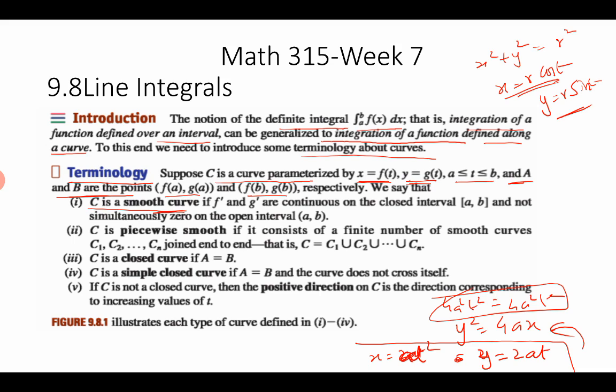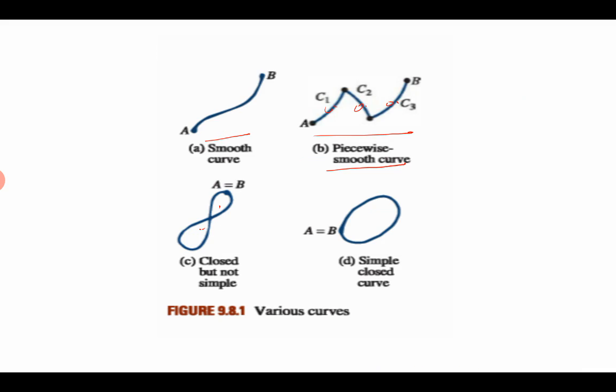Smooth curve: C is a smooth curve if both the first derivatives are continuous on the closed interval and not simultaneously zero. Both are not zero in the interval, isn't it? Here the interval is a and b. In this interval, the functions f and g are differentiable.